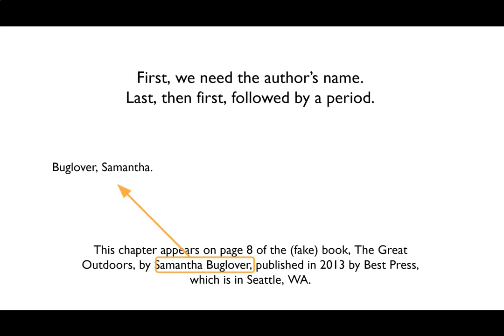In each entry, you will start with the author's name. So that should be the thing that comes first. Last name, then first name, followed by a period. If there is no attributable author for the source that you're talking about, you'll move on to the next piece.